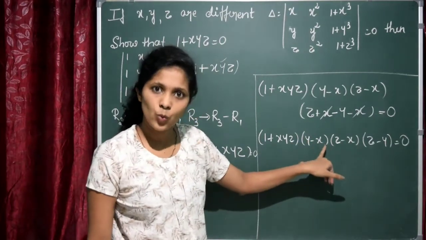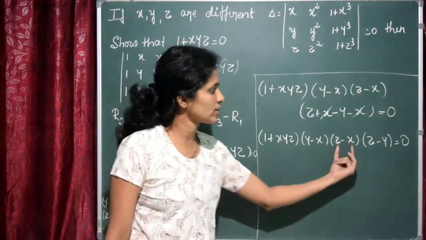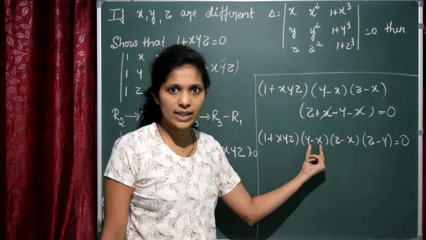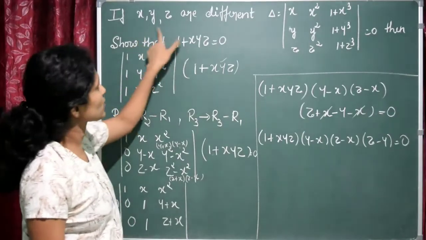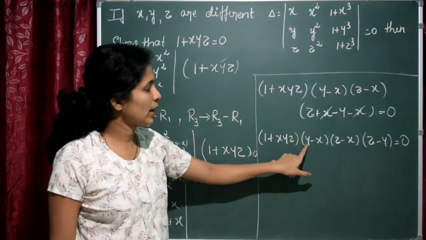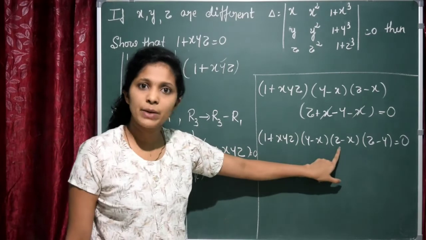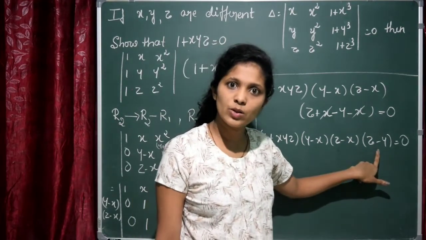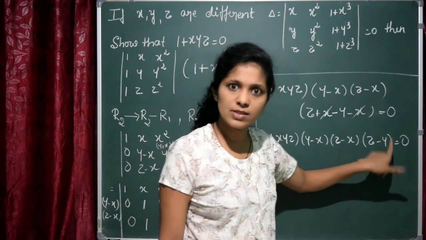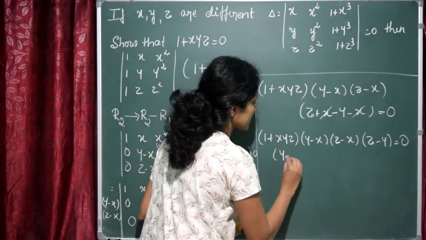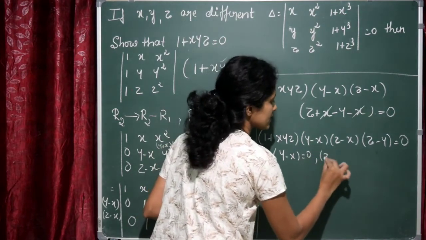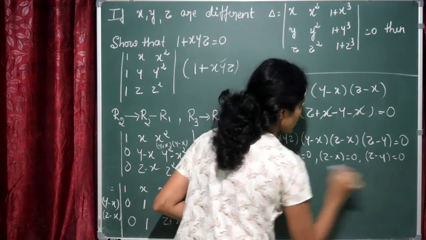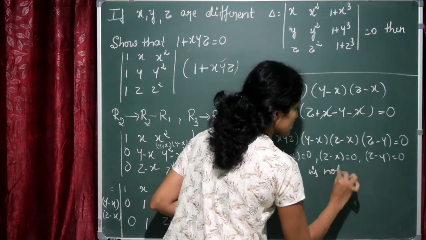That means either y minus x is equal to 0 or this is equal to 0 or this one. If y minus x is equal to 0, what happens here? y is equal to x. But it is given that x, y, z are different. So y minus x can't be equal to 0. If z minus x is equal to 0, again z equals x. Not possible. If z minus y is equal to 0, then again z is equal to y. This is also not possible.